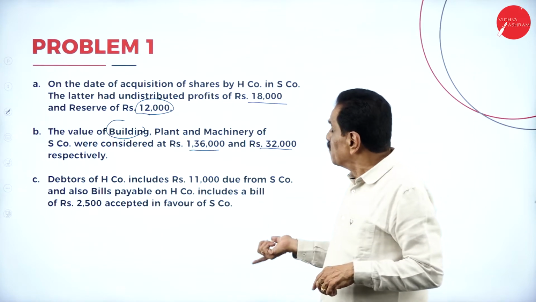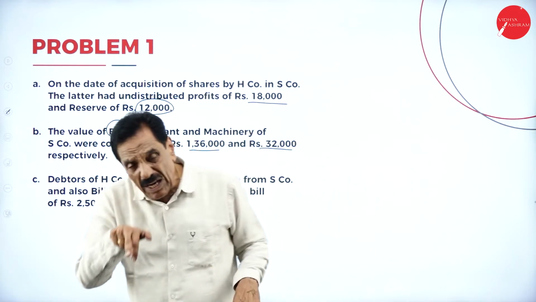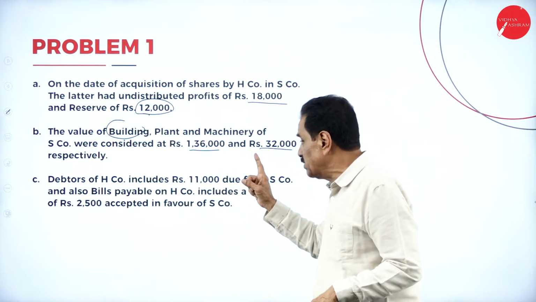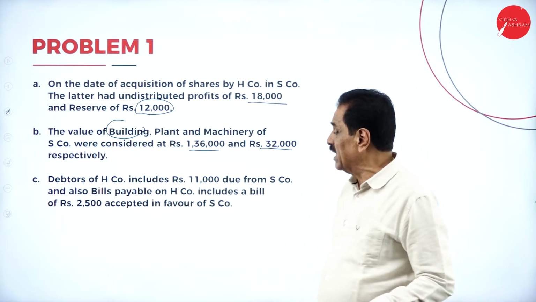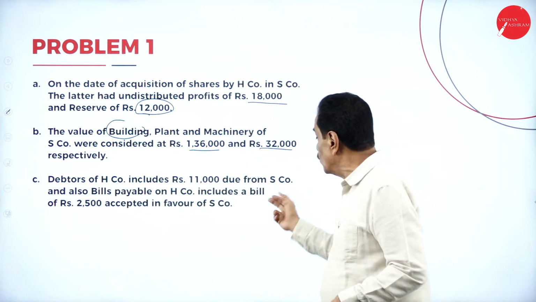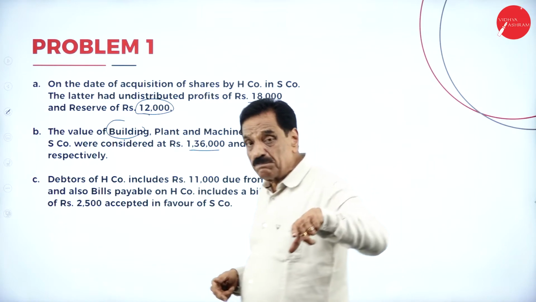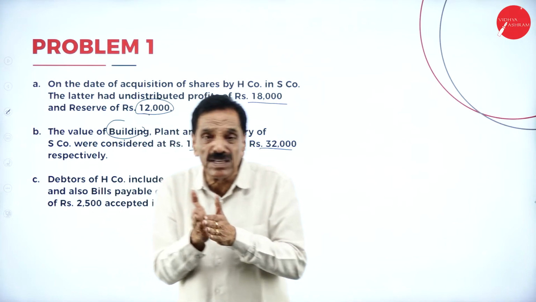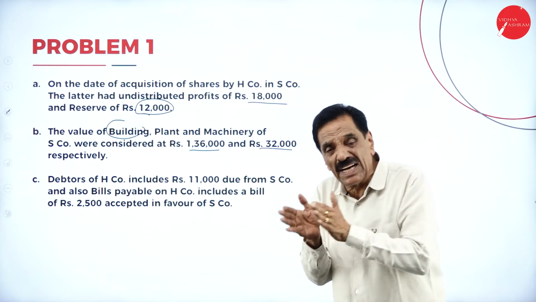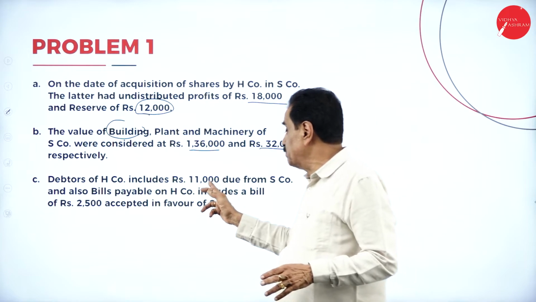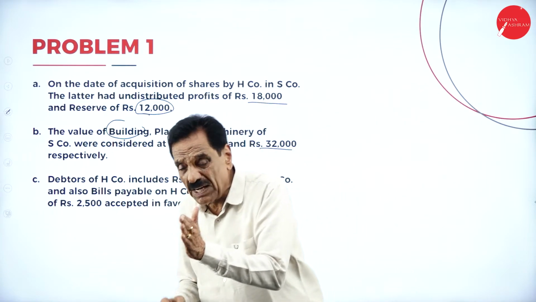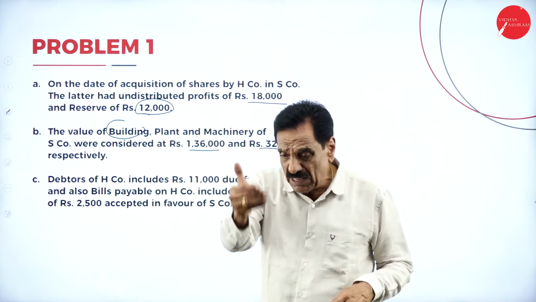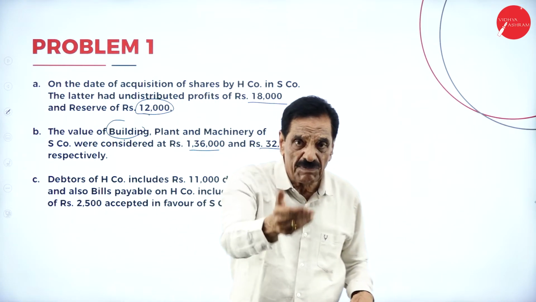I will repeat. Before the consolidation, before acquiring S company, S company has to pay 11,000 to H company. Debtors of H company, 11,000 due from S. Who has to pay? S company has to pay before acquisition. Once they become acquired, H and S become one and the same. There is no question of debtors and creditors. So there is a mutual adjustment of 11,000. Both debtors should be added, then deduct 11,000. Both creditors should be added, then deduct 11,000.